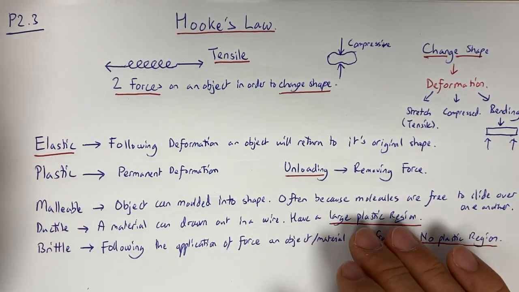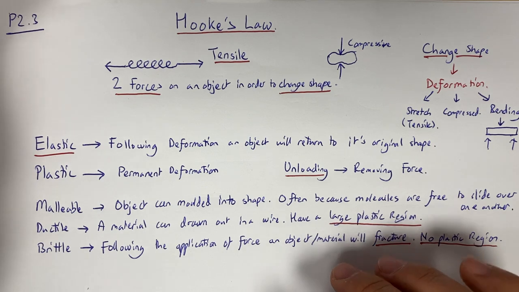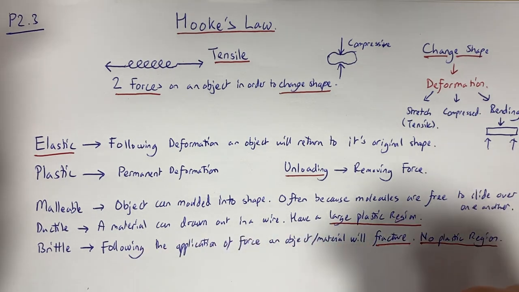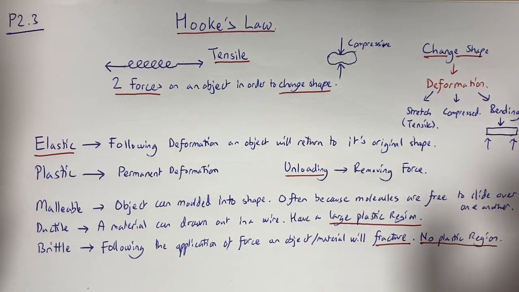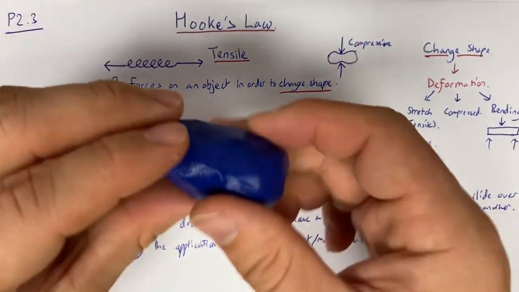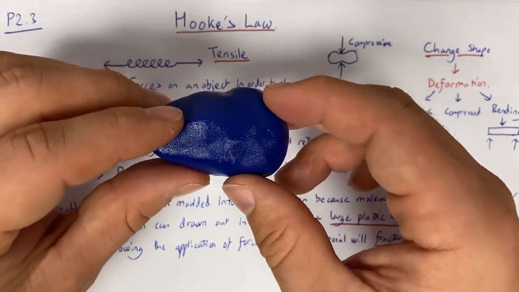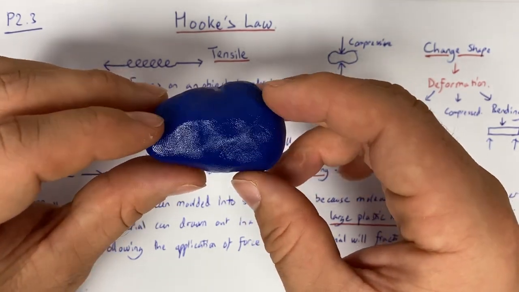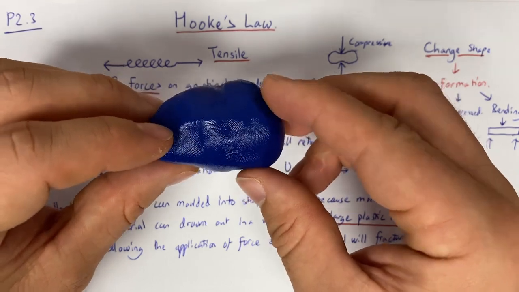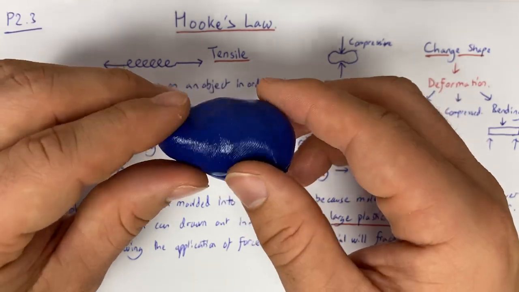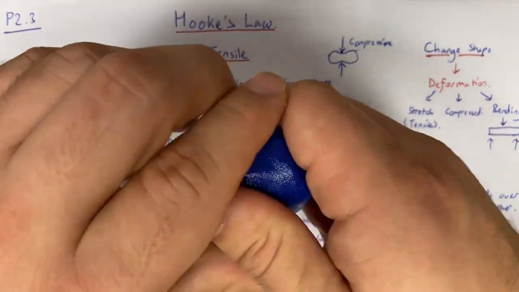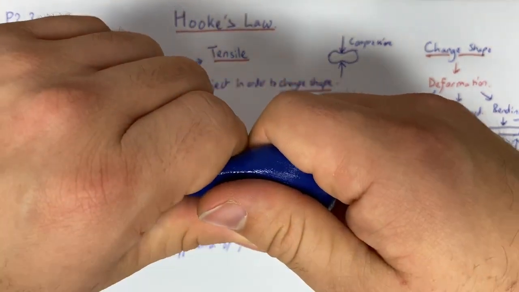Now, the polar opposite of these two things is brittle. Brittle is when, following the application of a force, a material fractures very suddenly, it breaks very suddenly, and there's no plastic region. So I can make the silly putty behave in a brittle way if I apply a sudden force to it. So now, instead of it being drawn out into a wire, it's going to break very, very suddenly, and we're going to see it fracture, and what we should see is a clean, sharp edge. So I'm just going to position it and then apply the force quickly.